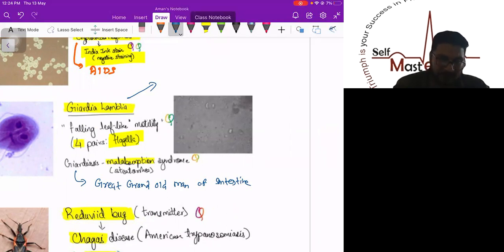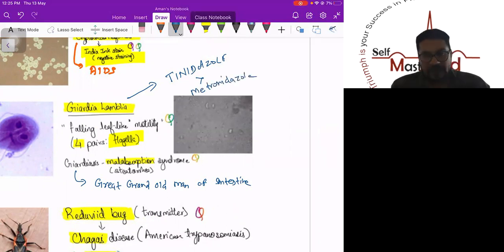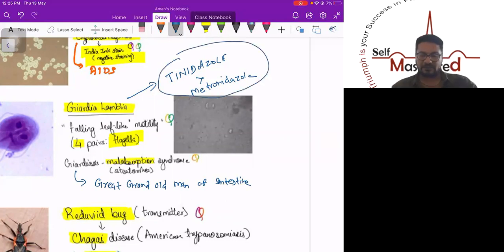So in MCQs, sometimes they ask the drug of choice. Previously we were using metronidazole. In India and many places we still use it, but remember, tinidazole is slightly better, a more effective drug than metronidazole. Still in some books you will see metronidazole, but tinidazole we have to give just one dose, while metronidazole we have to give for 3 to 5 days. So tinidazole is a preferred drug for giardiasis.